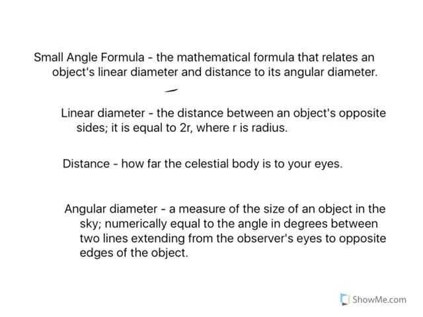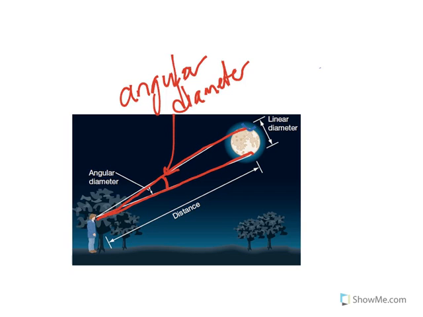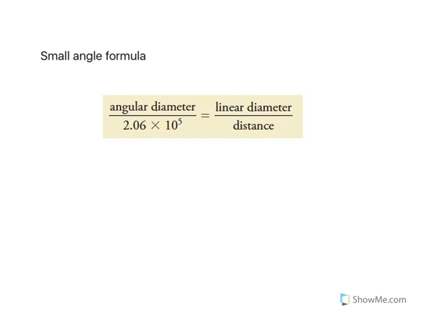So remember, the angular diameter is numerically equal to the angle in units of degrees between two lines extending from the observer's eyes to opposite edges of the object. So here they are, two lines extending outwards to opposite edges of the object, and we're looking at the angle between those two lines. That angle is the angular diameter. We would like to solve for the angular diameter given the linear radius of the object and the distance to the object.